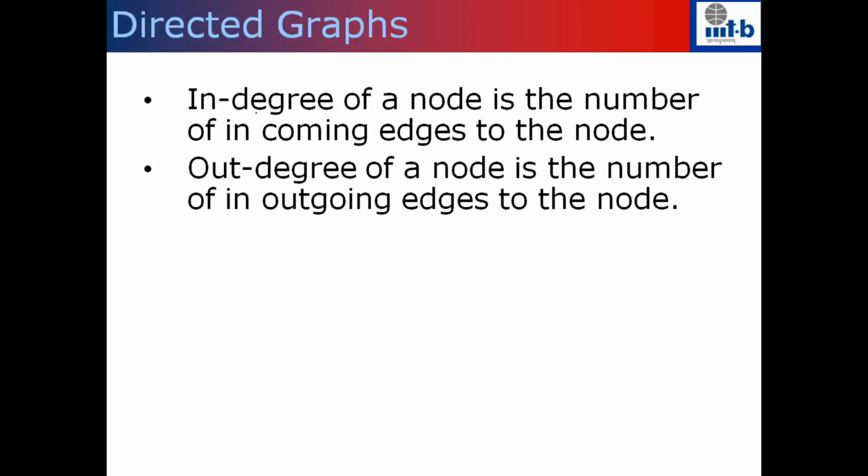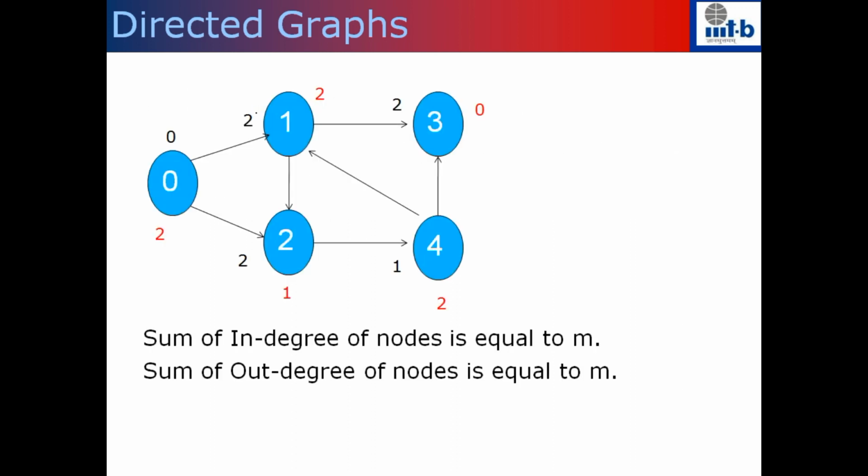In the case of directed graphs, we have 2 definitions. One is called the in degree and the other is called the out degree of a node. The in degree of a node is the number of incoming edges to the node. The out degree of the node is the number of outgoing edges from the node. For example, if you take the node 0 here, the number of incoming edges to this is 0, which is marked in black. It doesn't have any incoming edge, but it has 2 outgoing edges. So the in degree of this is 0, but the out degree of this is 2.